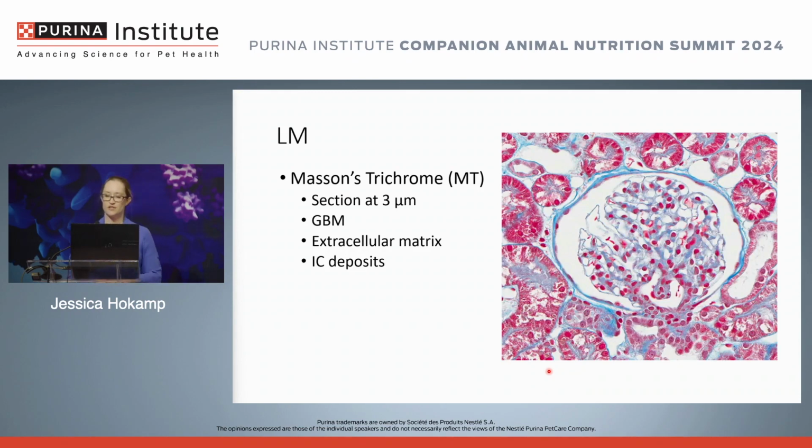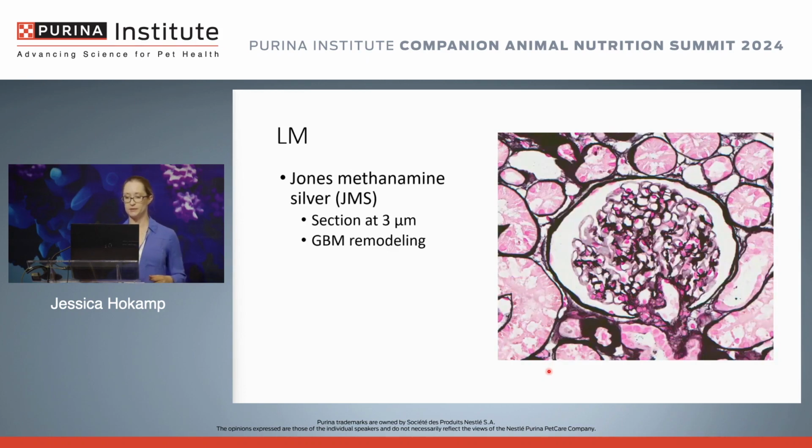Masson's trichrome, which is the Spider-Man stain because it should always be red and blue. And we section that again at 3 micrometers. It helps us look at the glomerular basement membrane and the extracellular matrix. So specifically, if we have a lot of scarring, we'll have a lot of blue. And it helps us detect immune complex deposits, which I will show you later what that looks like.